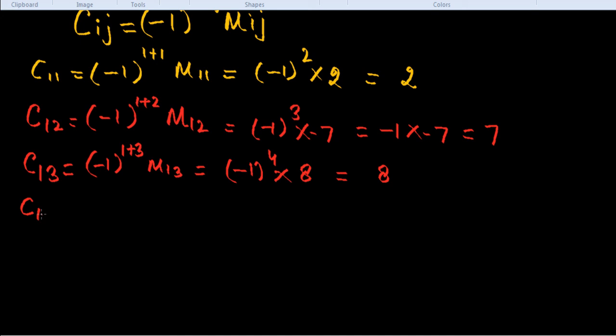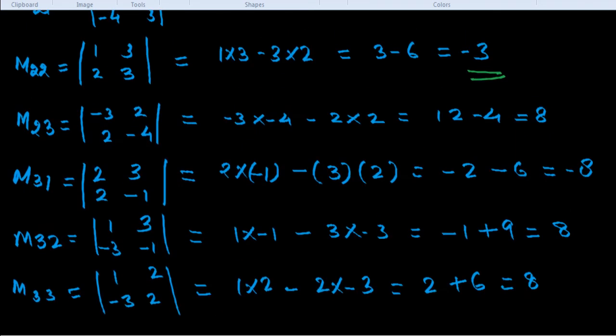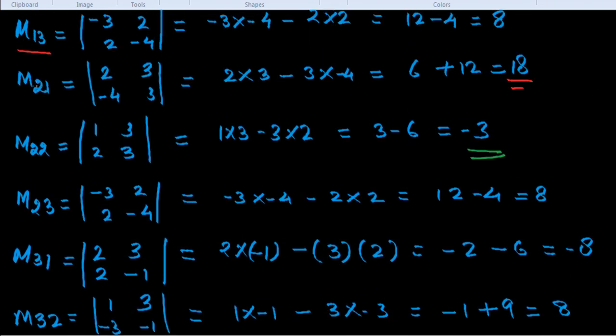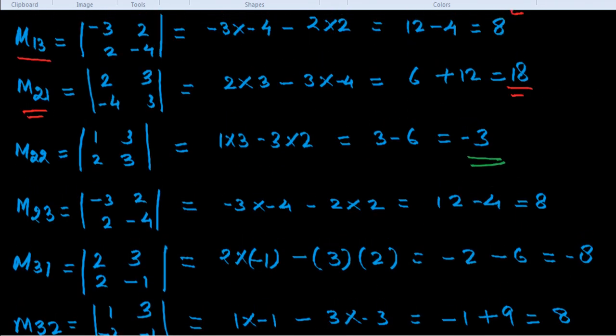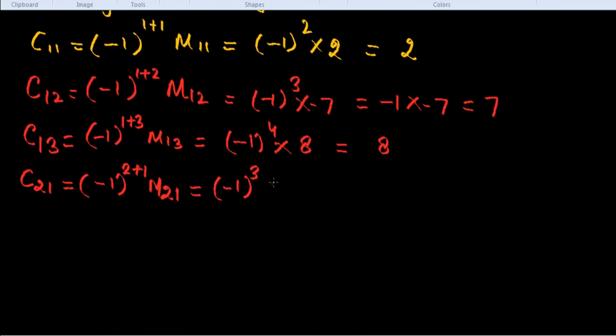And C21, cofactor 2, 1, we have to get minus 1 to the power 2 plus 1 and M21. So we have minus 1 to the power 3, and M21 we know already, M21 is 18. So we put here 18 now. So it is minus 1 because it is odd power, into 18. So we get here minus 18.